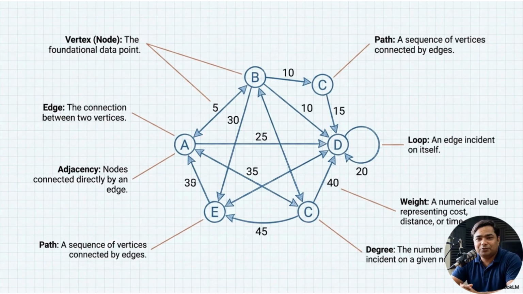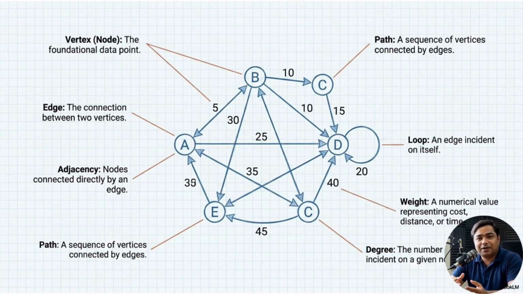In real world examples, if vertices are cities, then edges may represent roads. If vertices are people, edges may represent friendships. If vertices are computers, edges may represent network connections. Next, we have adjacency. Two nodes are adjacent if they are directly connected by an edge. For example, if A and B have a direct connection, then B is adjacent to A and A is adjacent to B. A path is a sequence of vertices connected by edges. For example, if we travel from A to B, then B to C, and then C to D, that sequence is a path.